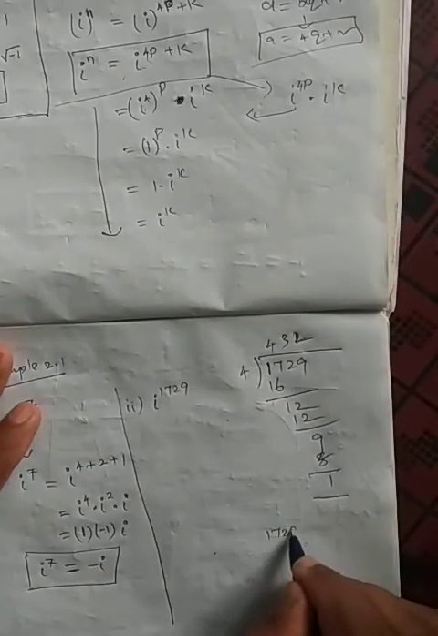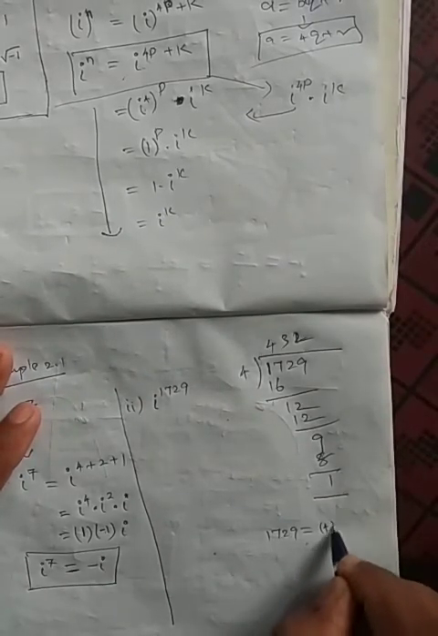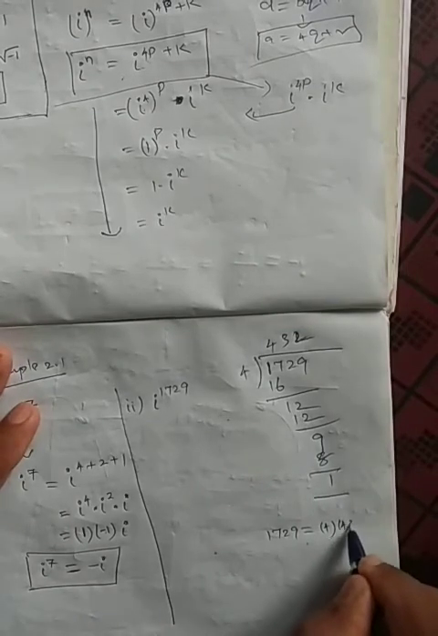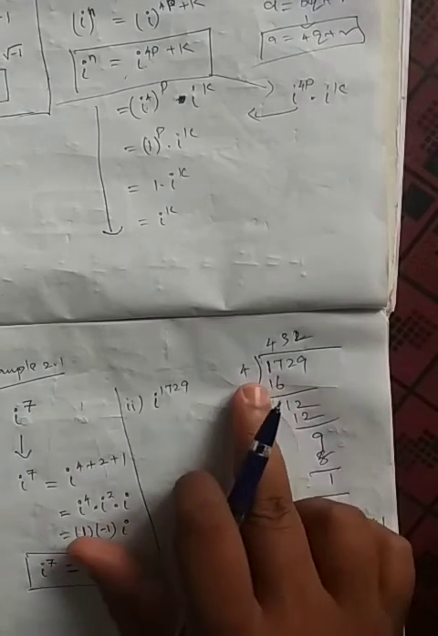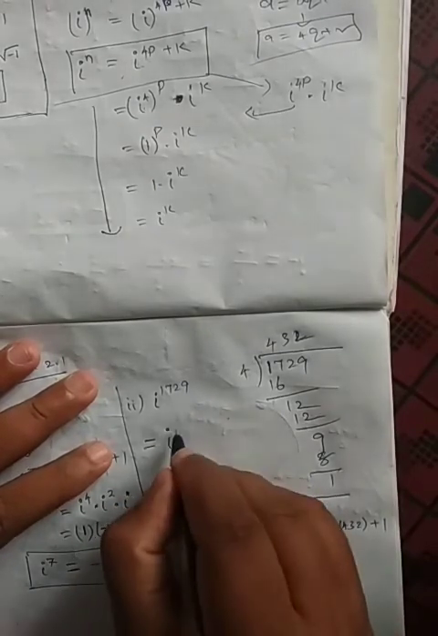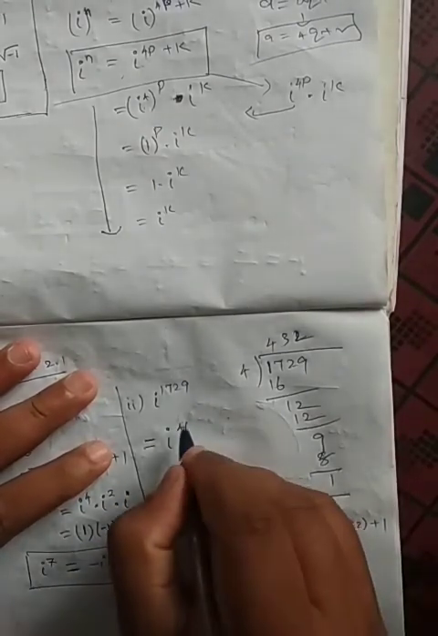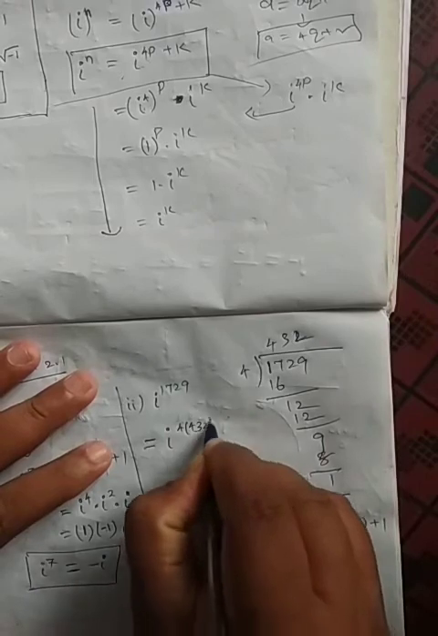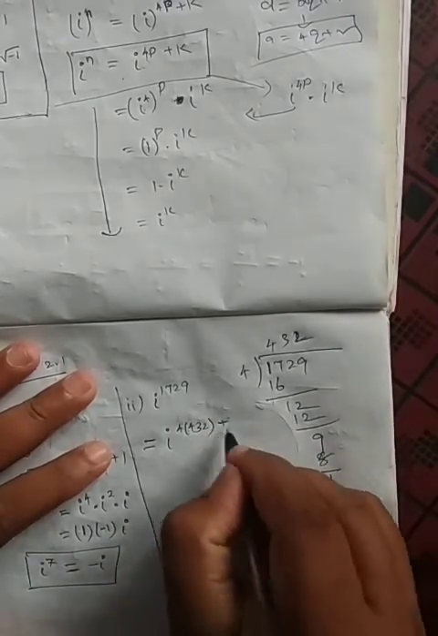So you can write 1729 as 4 into 432 plus 1, isn't it? Multiply it and you will get the same: if you multiply 4 into 432, you will get 1728, and plus 1. So i power 1729 can be written as i power 4 into 432 plus 1.